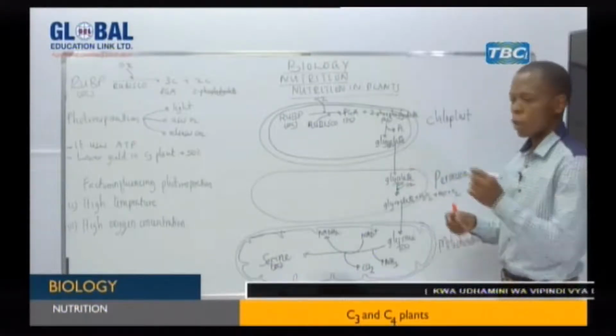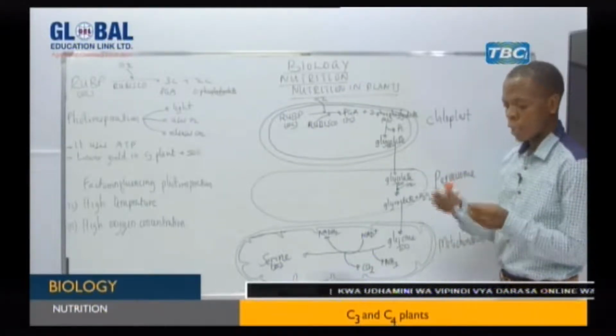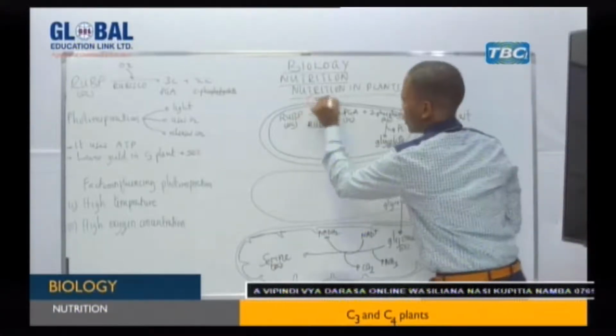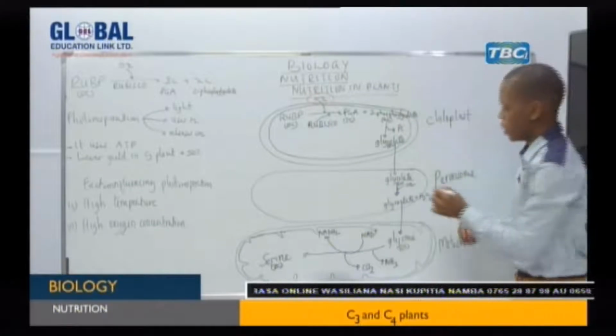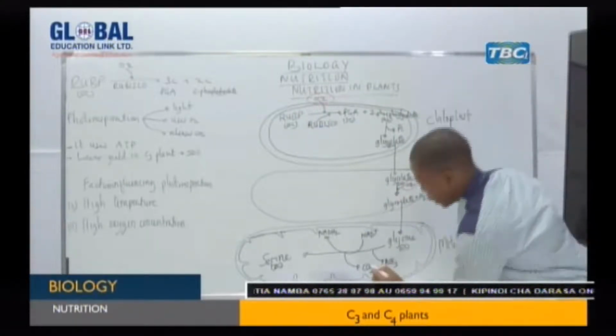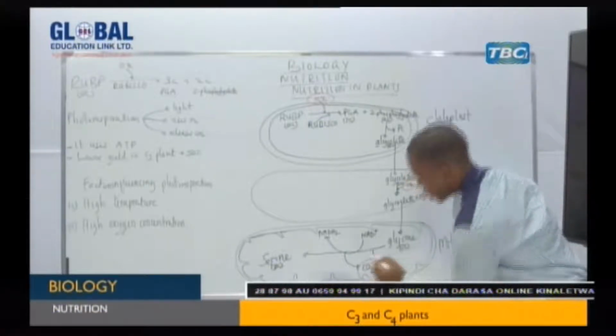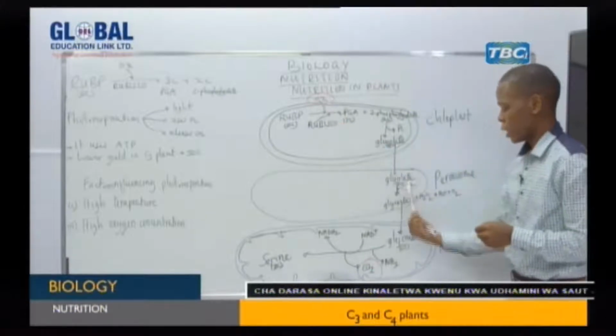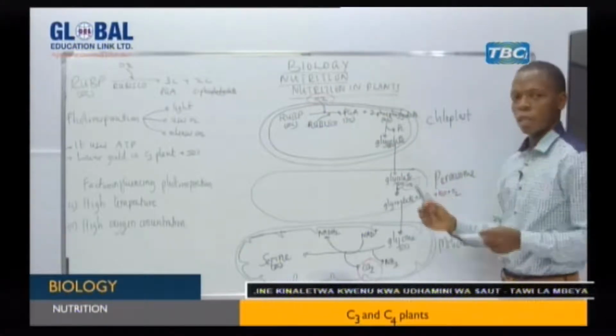We call the process photorespiration because of what? The process uses oxygen. As you can see here, at the beginning there is oxygen which is used. You see again here, there is oxygen which is used. But again here, carbon dioxide is released. It uses oxygen, yes, but it releases carbon dioxide.